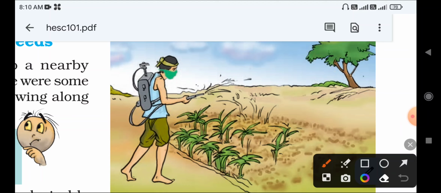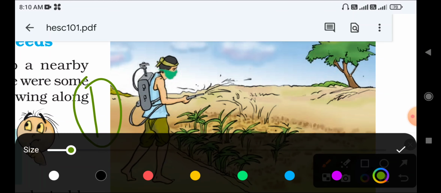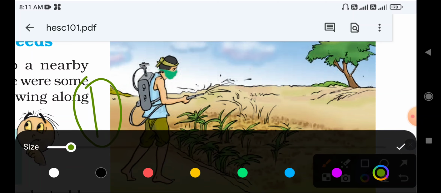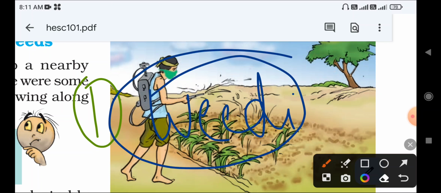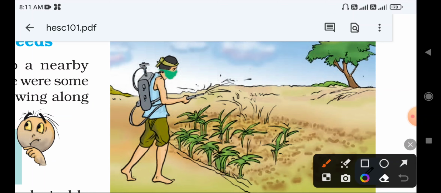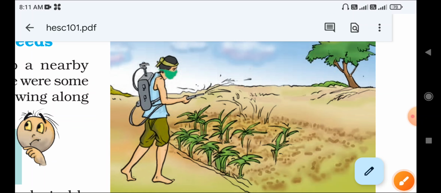In the previous video we discussed that when unwanted plants grow in a crop field, they are not useful to animals or human beings. They should be removed from the crop by the method called weedicides. This person is spraying some chemicals on the plants, so the unwanted or undesirable plants will be removed by the weediciding method. We discussed this in the previous video.